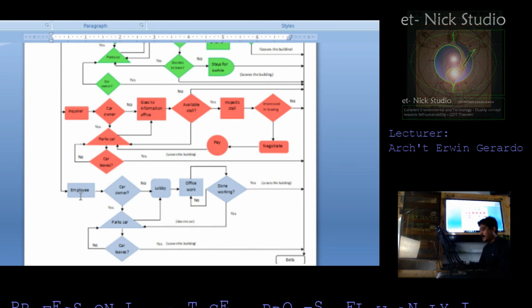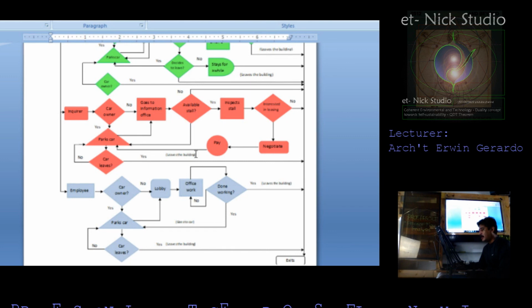Now, how about the employees? Once they enter the building or structure, the employees, if they have their own car, they could also leave their vehicles or their car in the parking lot. Then they proceed to the lobby. After which they go to their office or workspace. After which they need to do their work.